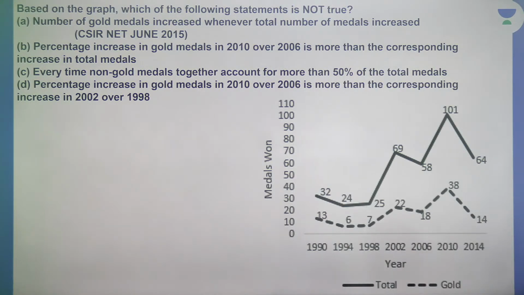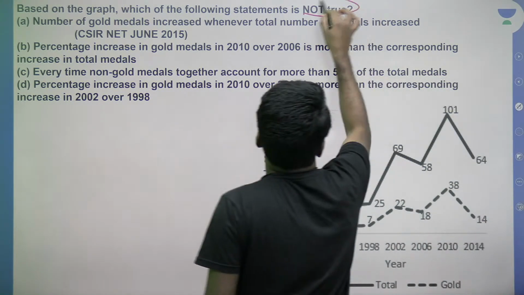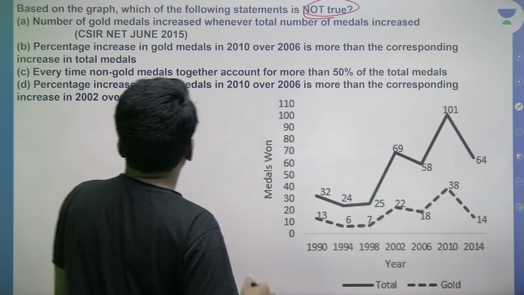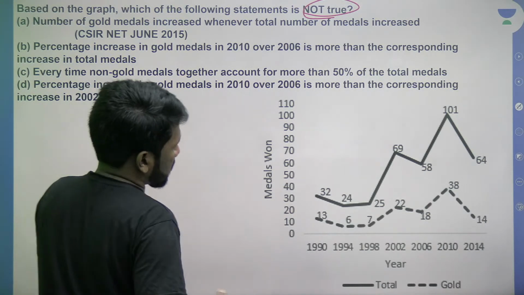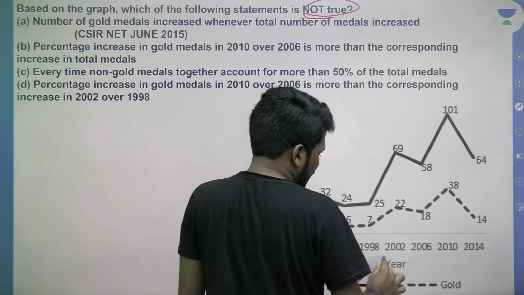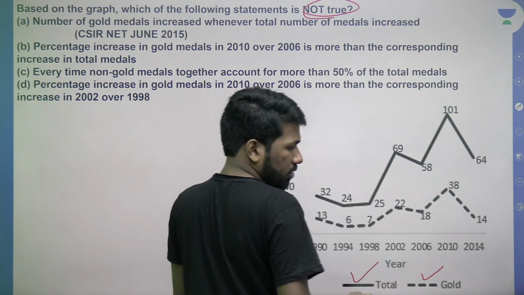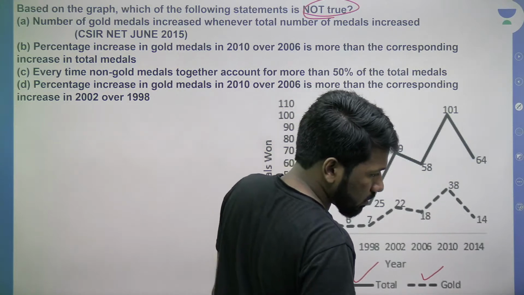Okay, so I'll explain. Based on the graph, which of the following is not true? Not true is needed. Option A: number of gold medals increase whenever the total number of medals increase. Total medals are denoted by the dark line. Gold medals are denoted by the dotted line.